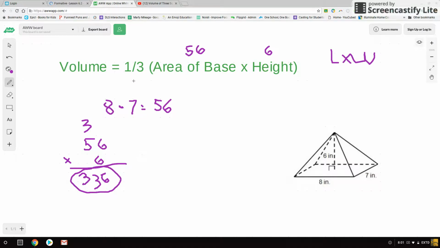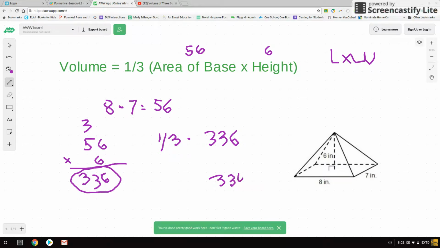So now what I have to do is take 1/3 times what that answer was, which was 336. Now that's a little bit tricky to think about. If we remember, multiplying by a fraction is the same as dividing by whatever the denominator is. So I can take 336 and divide it by 3. I'm going to break it up into 3 different parts. I want to know how much one of those parts is.